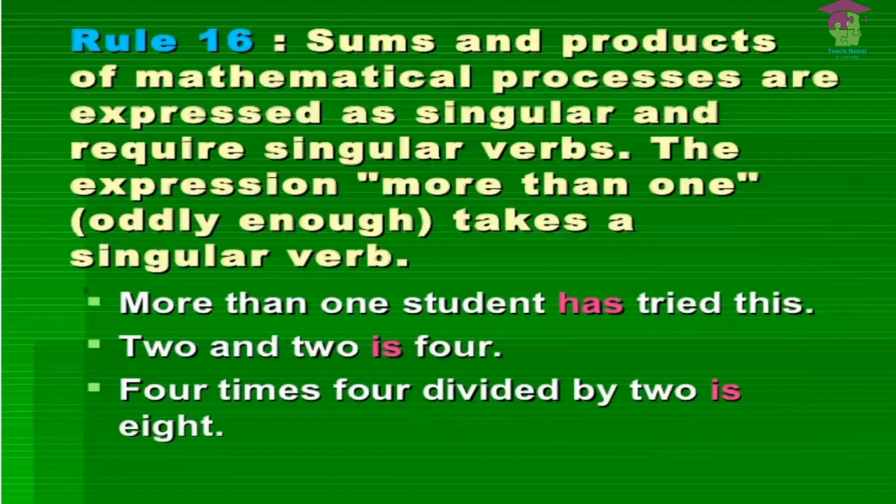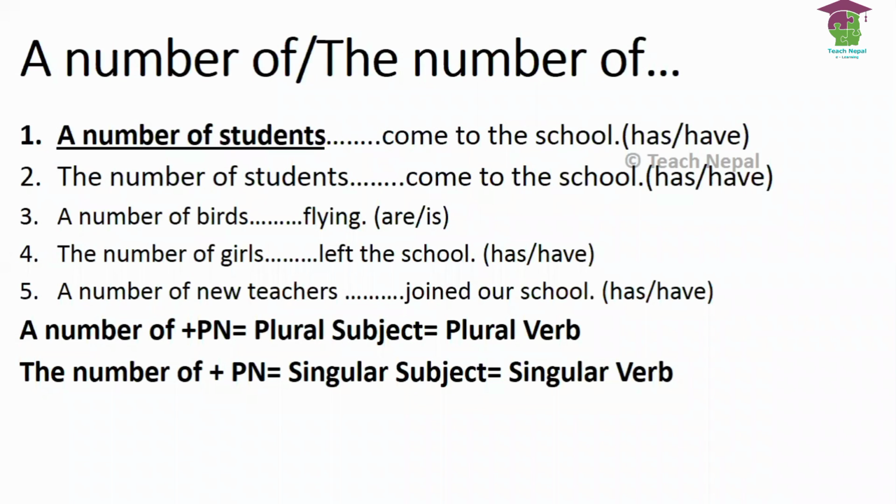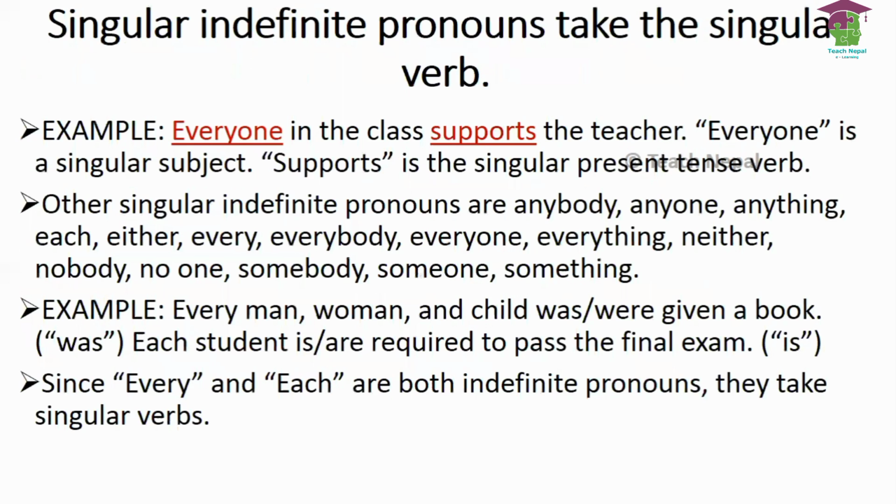And fraction words. Another is a number of and the number of. When a number of comes, it makes our subject plural, while the number of plus a plural subject makes it singular. So a number of plus plural noun is a plural subject, so we need to use a plural verb. The number of plus plural noun is a singular subject, so we need to use the singular verb. For example, a number of students have come, the number of students has come, right? A number of birds are flying, the number of girls has left the school. In this way we have to do a number of and the number of.